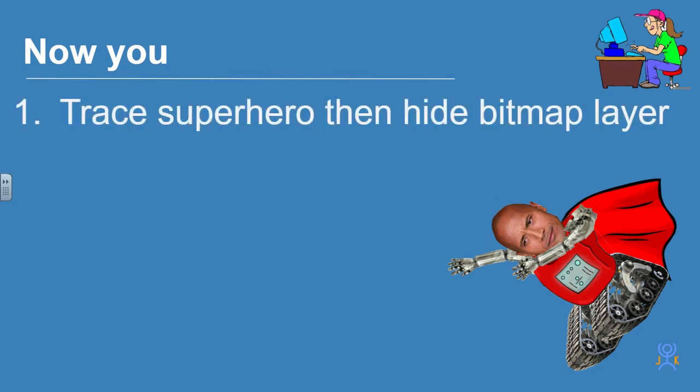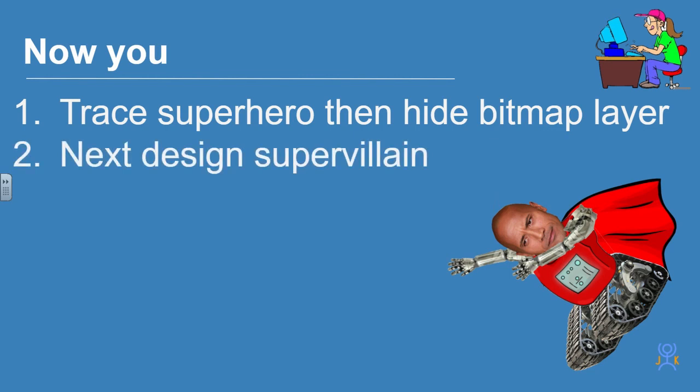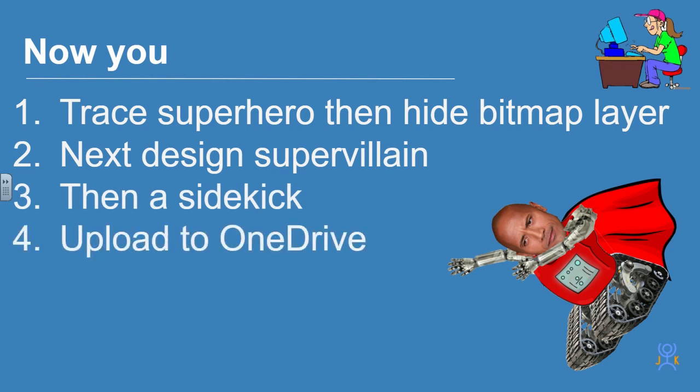Right, so this is your task. You're going to trace the superhero and then hide the original bitmap layer, which should just leave you the vector version. Then go back and design a supervillain, a sidekick, and then upload onto OneDrive, please. And of course share it with me so I can give you a mark and say how totally brilliant you've been. Yeah, anyway, so next part of the video is me creating this superhero sort of vector version.